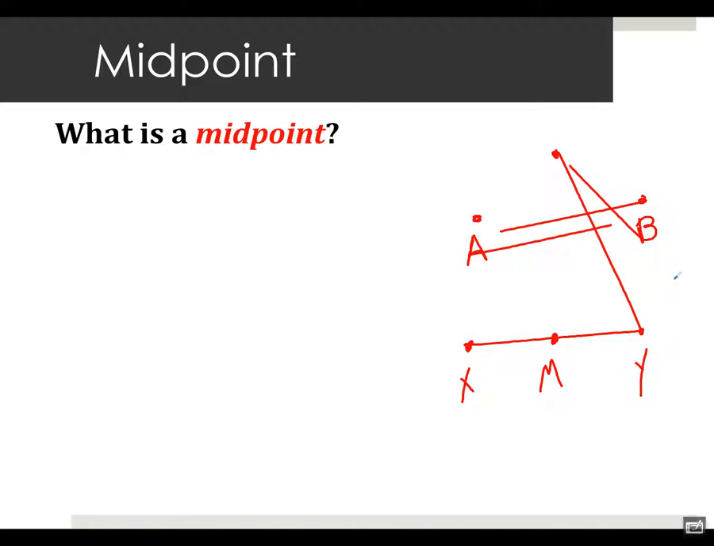Perfect. Got it? Okay, so she said a midpoint is a point on a segment exactly in the middle of that segment, and this half has to equal that half. In other words, XM has to equal MY. Are we all in agreement? Is she missing anything?